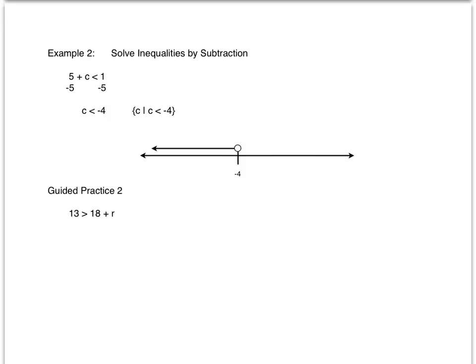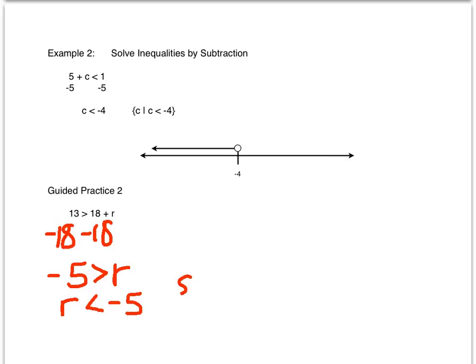Let's take a look at this one together. In guided practice number 2, we have 13 is greater than 18 plus r. We would need to subtract 18 from both sides in order to solve this inequality. 13 minus 18 is negative 5. Negative 5 is greater than r. However, we need the r to be on the left side of our inequality, so we're going to switch the symbol, and it's going to be read r is less than negative 5. Or in set builder notation, all numbers r such that r is less than negative 5.